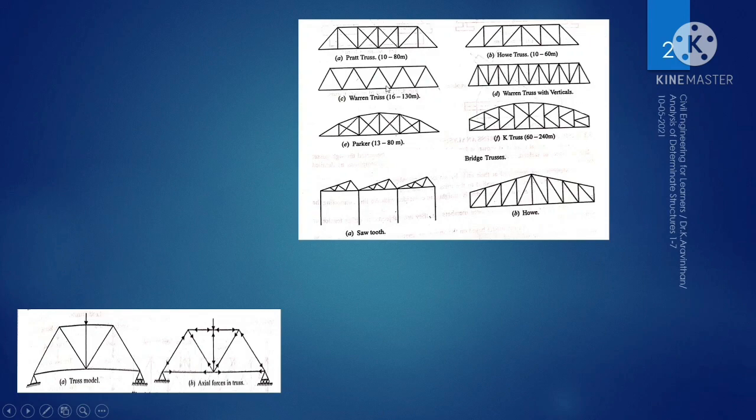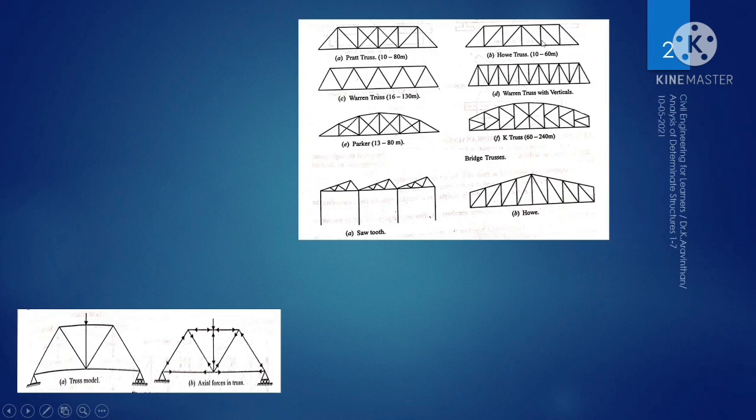So there are no verticals available here. You can increase the verticals in order to increase the stability and the span. Okay. Next type is Parker type. So this is an arch type. So if you are going for this design, then you can use Parker truss. And K type of truss is used up to 240 meter span distance. The double of Warren truss.